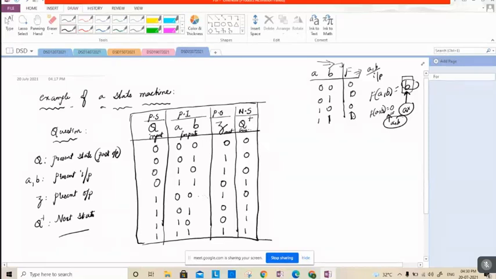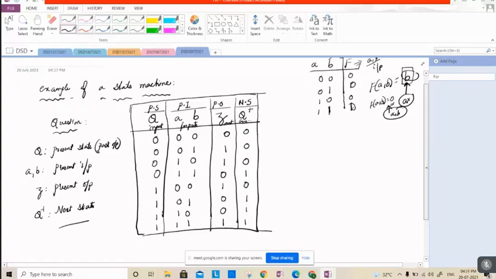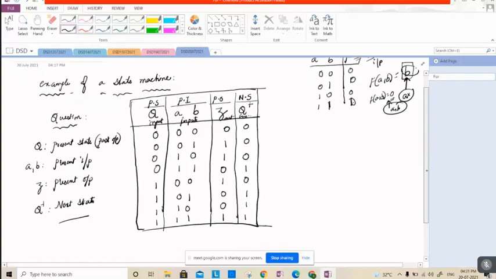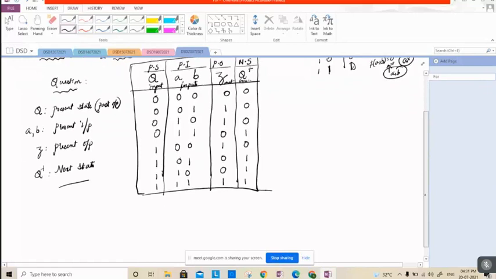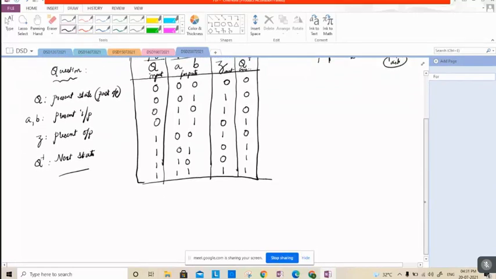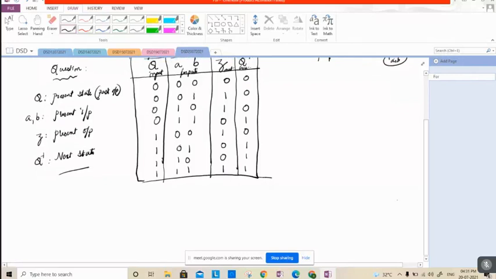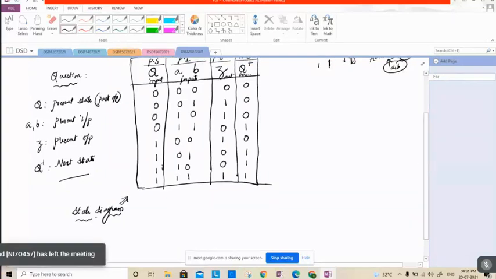Can you draw the state diagram for this? With this particular information, can you draw the state diagram? Yes, sir. Right, please draw it immediately. Quickly draw a state diagram for this, where Q is my present state, Q plus is my next state, A, B are present inputs, and Z is the present output.